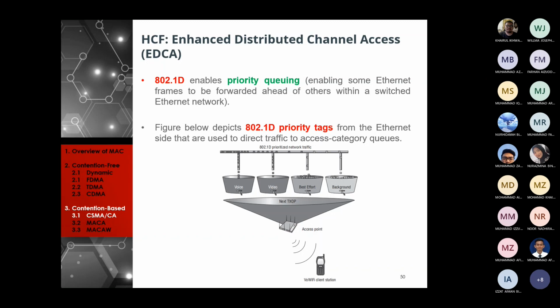Figure below depicts 802.1D priority tags from the Ethernet slice that are used to direct traffic to access category queue. So 802.1D prioritize network traffic, mana satu yang priority, voice ke video ke best effort background. So dia akan dalam next TXOP tadi kan.